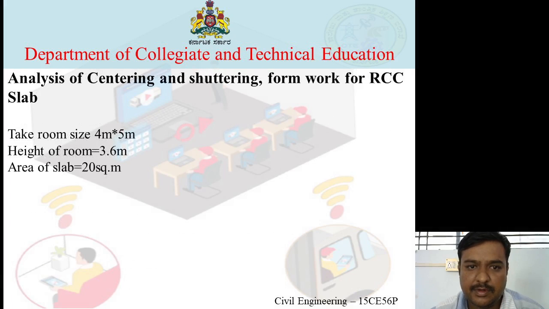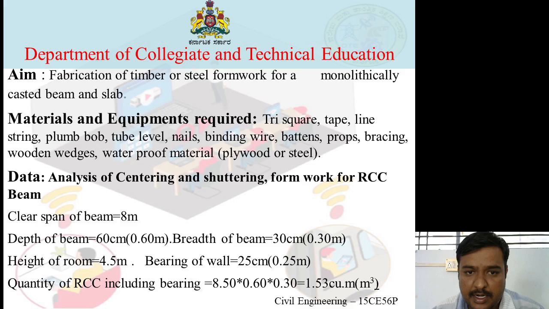Next we go to the data of slab. Here the room sizes are given. For a slab, take a room size 4 into 5 meter, height of the room 3.6 meter, area of the slab 20 square meter. So this is the data of the slab they have given.